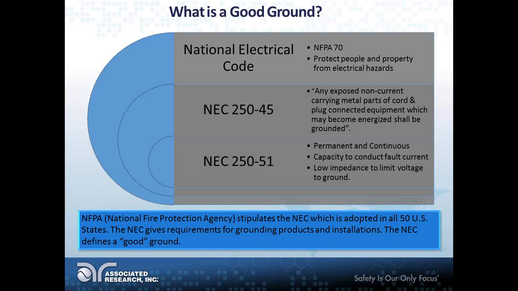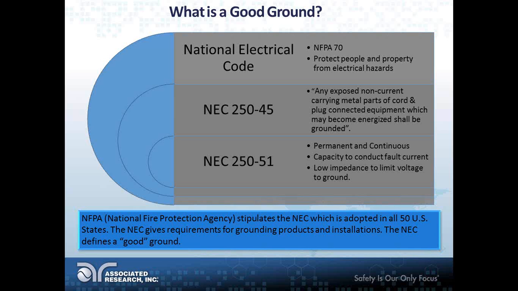So the National Electrical Code, as I mentioned before, is based off of NFPA 70. You can look up all that information online, and you can find these NEC codes online too. And it protects people and property from electrical hazards. That's basically the overarching goal of the National Electrical Code. So if we bore down a little bit more to NEC 250.45, here's what they say. They say any exposed non-current carrying metal parts of a cord and plug connected equipment which may become energized shall be grounded. This just plays right off the concepts I was talking about in the previous few slides. It makes sense when you think about it in that respect.